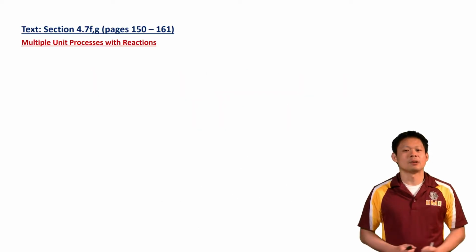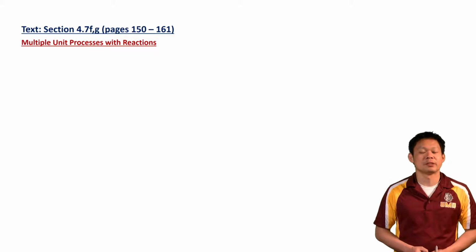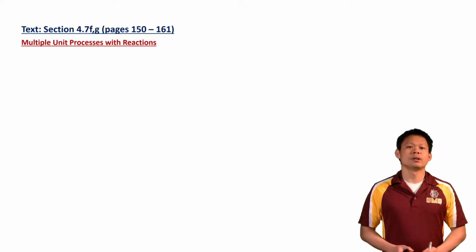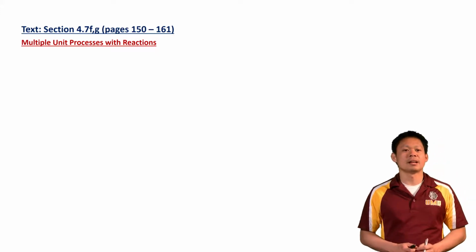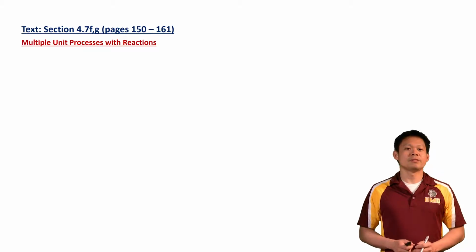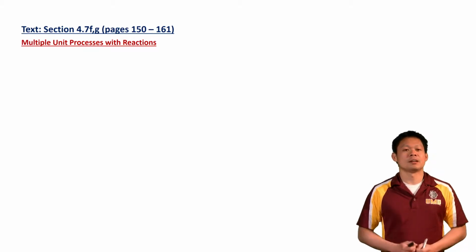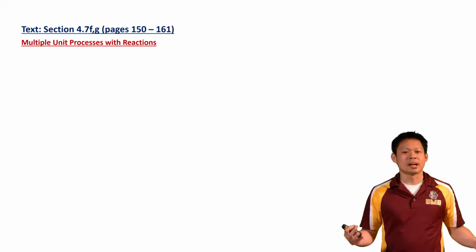Hello everyone, welcome to our next lecture in the Material and Energy Balance class. Today we are going to be doing sections 4.7 F and G, so pages 150 to 161 in the textbook. Now this is the last part of our chemical reactions where we're going to put everything together.